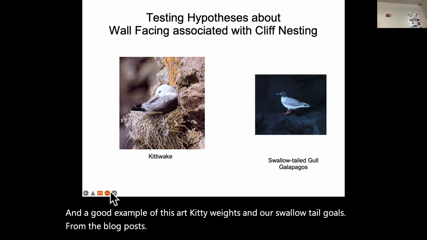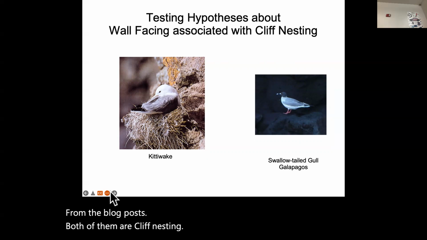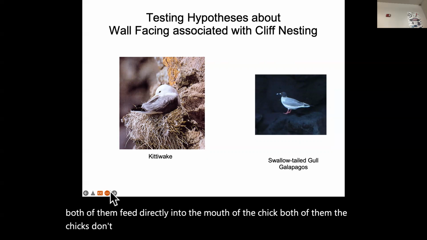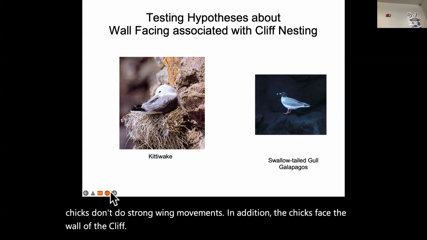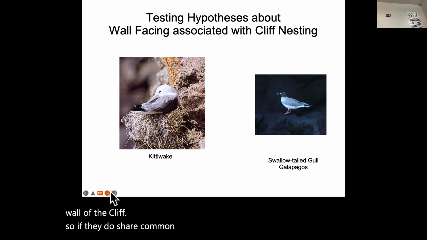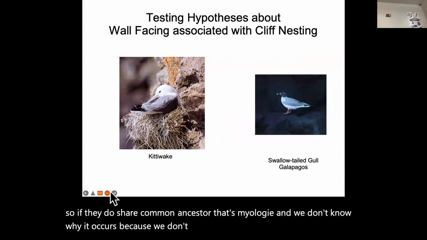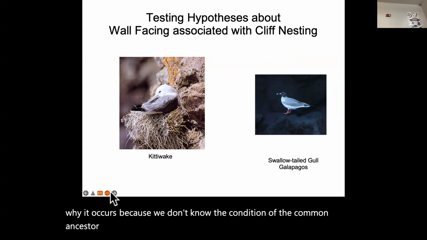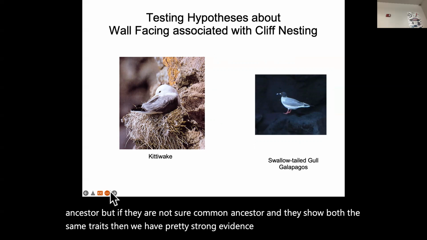Both of them are cliff nesting. Both of them feed directly into the mouth of the chick. Both of them, the chicks don't do strong wing movements. In addition, the chicks face the wall of the cliff. So if they do share a common ancestor, that's homology, and we don't know why it occurs because we don't know the condition of the common ancestor. But if they are not sharing a common ancestor and they show both the same traits, then we have pretty strong evidence of adaptive convergence.